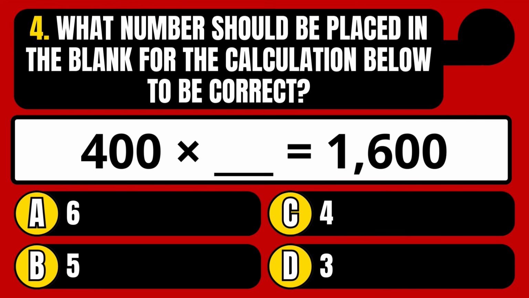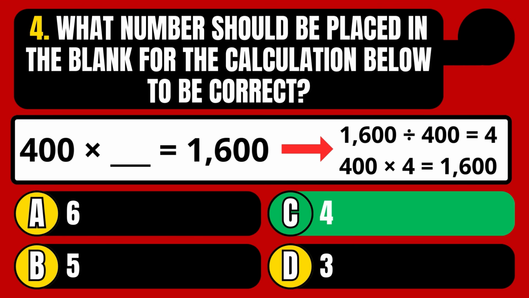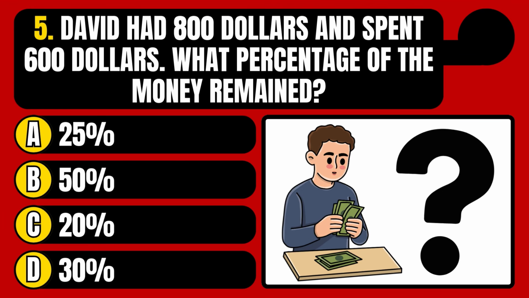What number should be placed in the blank for the calculation below to be correct? 6, 5, 4, or 3? The correct answer is Option C, 4. David had $800 and spent $600. What percentage of the money remained?